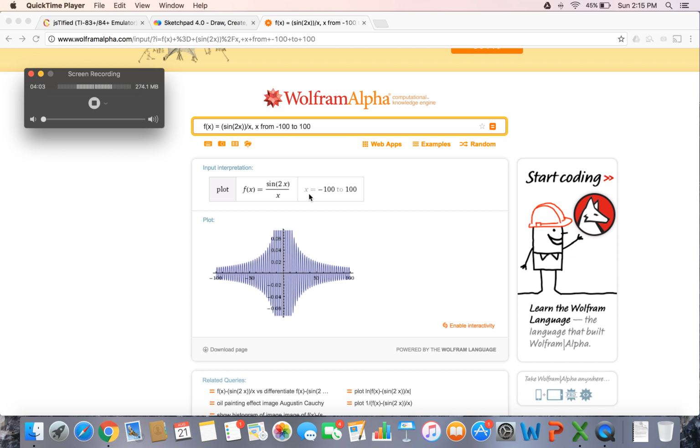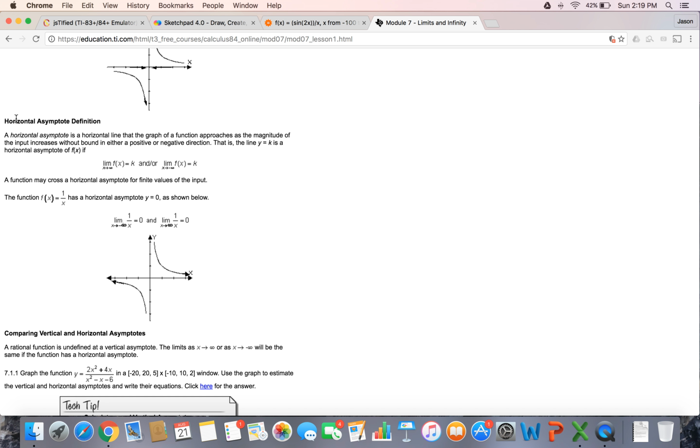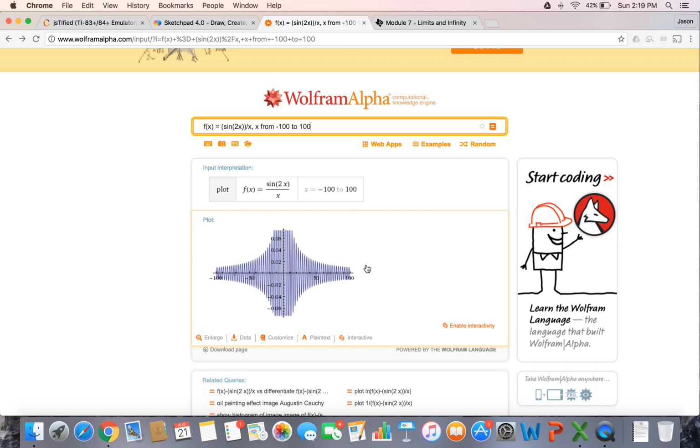Well, we could think about the definition of an asymptote. A horizontal asymptote is a line that the graph of a function approaches as the magnitude of the input x goes to positive or negative infinity. It's literally, the definition involves taking the limit as x approaches infinity and negative infinity. If it equals some number, then that's an asymptote. So yes, this does have an asymptote, and the asymptote is 0 because this just oscillates around 0 farther and farther down the line.